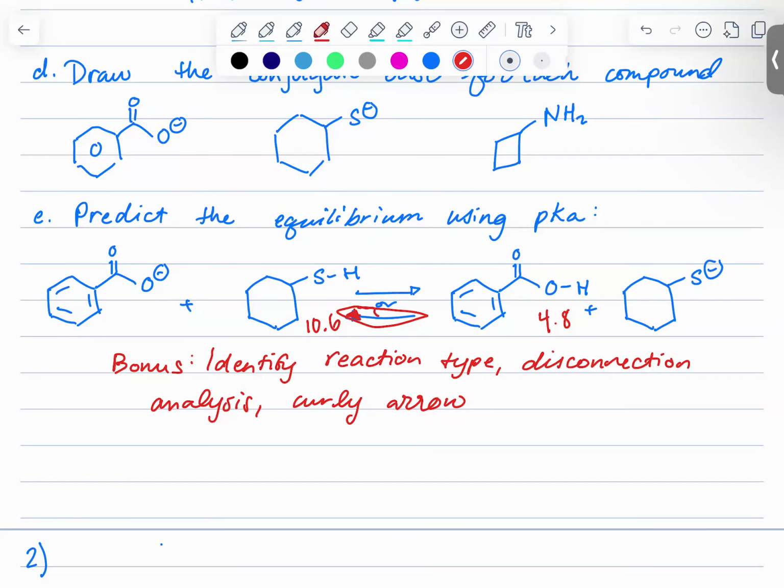pKa is basically an indicator of how strong the bond holding onto that proton is. If it's a low number, that bond is not very strong, and it will lose that proton more readily. So if it's going to lose it more readily, that means the equilibrium will favor the side where the proton is lost. And so our carboxylic acid has a much lower pKa than the thiol. And so that is the one that we would expect to see deprotonated instead of protonated.